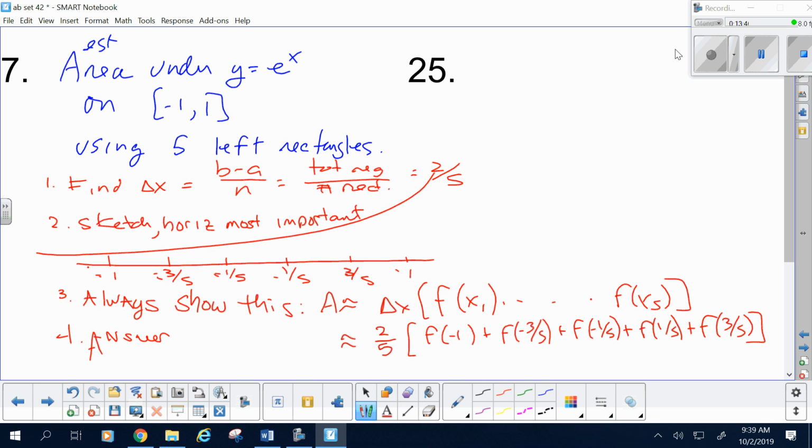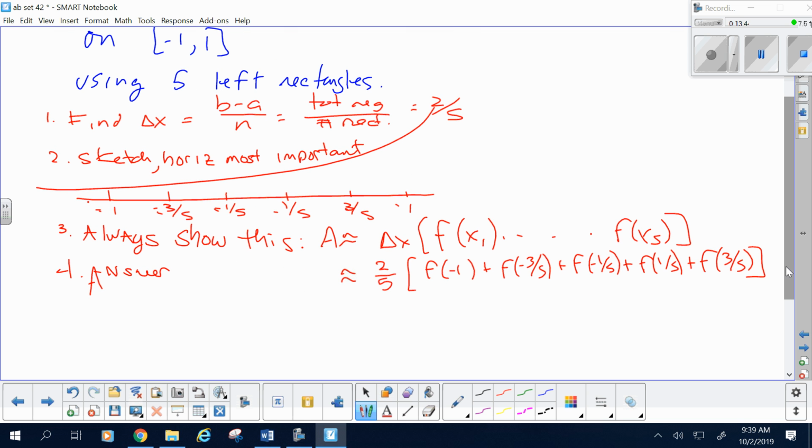It'll be that, yeah? And so last but not least, let's talk about entering this into your calculator, all right? Is e to the x, would it be hard to type in 2/5 parentheses e to the -1 plus e to the -3/5 plus e to the -1/5? Would that be hard to type in?